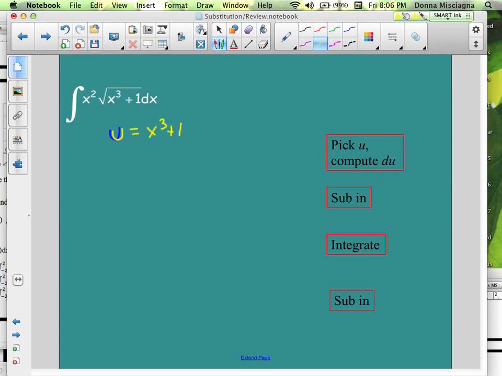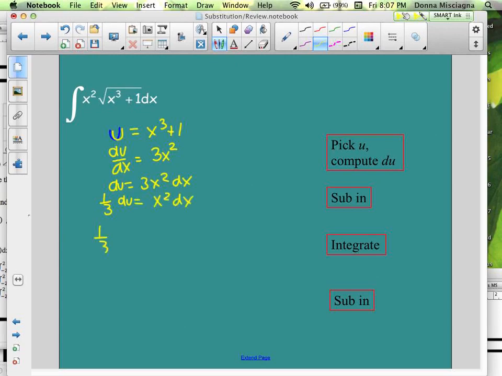The derivative of that, du dx, would be 3x squared, right? And then multiply both sides by dx. So du is 3x squared dx. I don't see a 3, I only see an x squared. So divide both sides by 3, because we can only cover what's there, right? We can't, du can't stand for something that's not even there. But 1/3 du can stand for what is there, which is x squared dx.